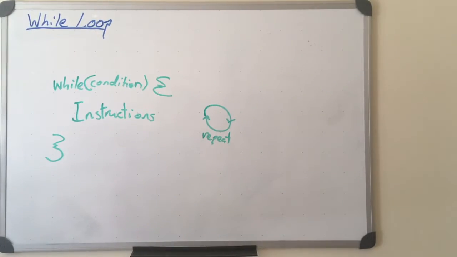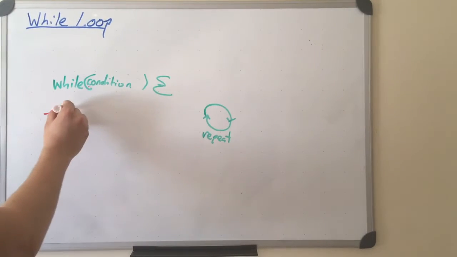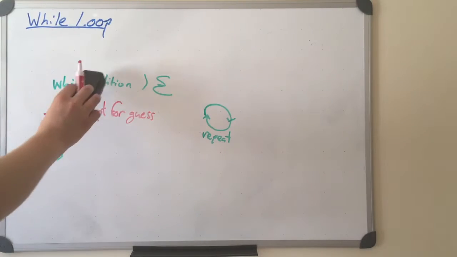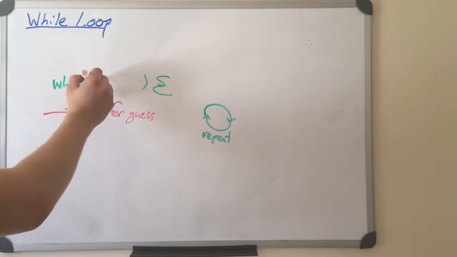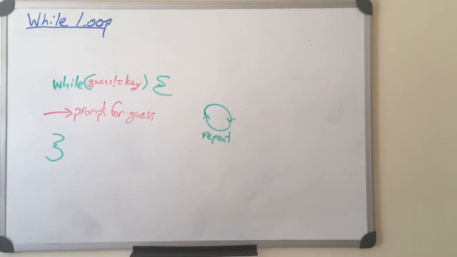For example, let's say you want a program to prompt a user for a certain key and keep looping until they get the key correct. So, you could create a prompt inside the loop. For the condition, you could have a variable that holds the guess and another to hold the correct answer, each time checking if they're equal to each other.